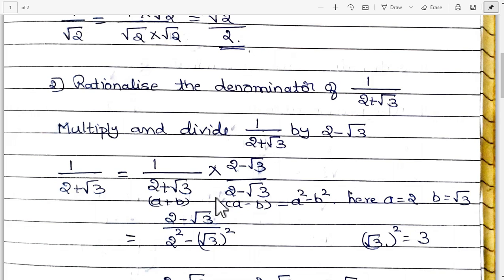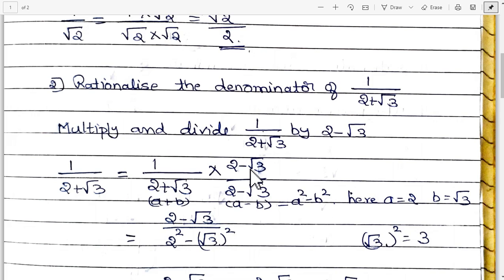In this sum, in the place of a, 2 is there. So the value of a is 2. In the place of b, root 3 is there. So the value of b is root 3. So a plus b into a minus b is the form of this. So we can write it in this form: a square minus b square.